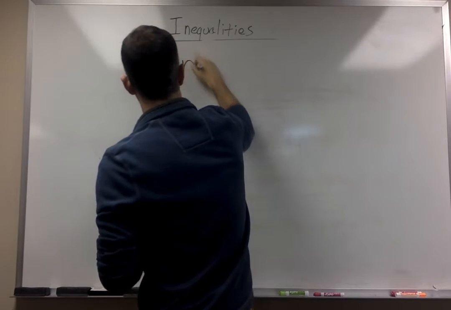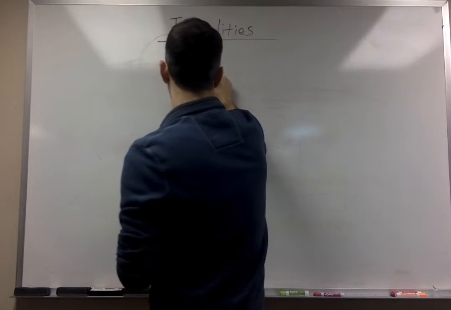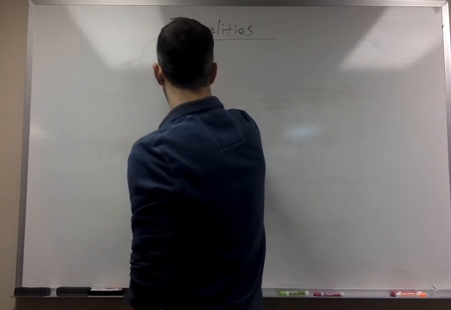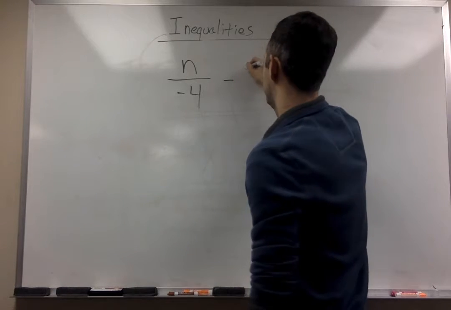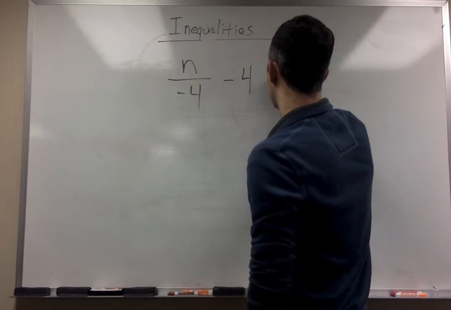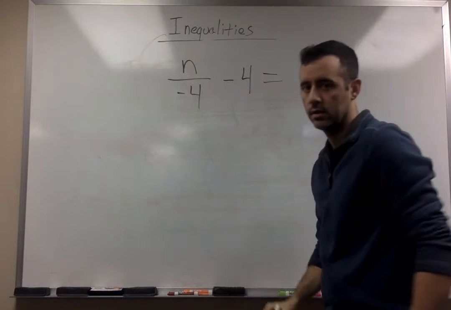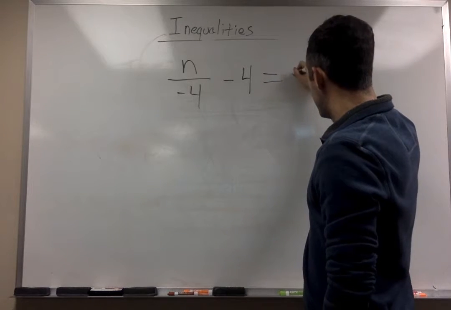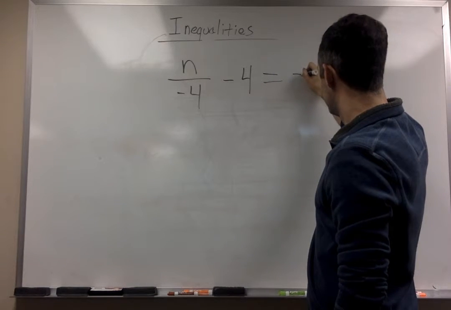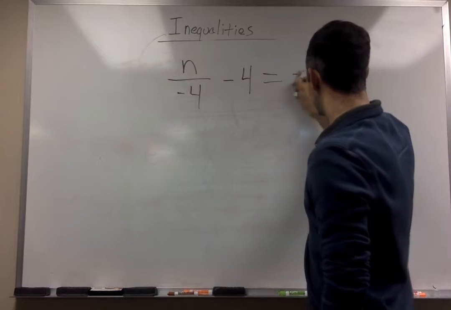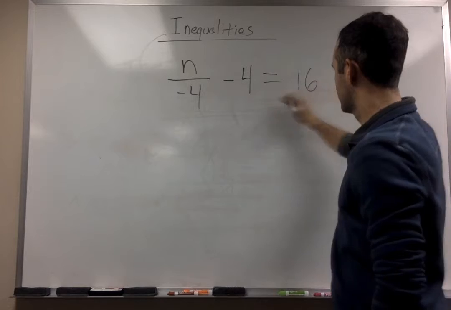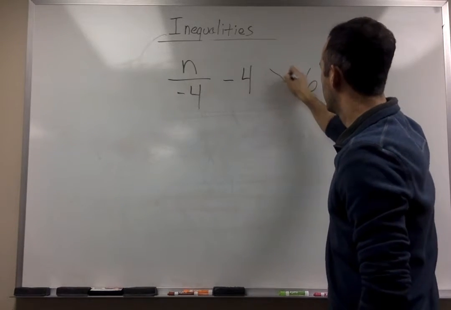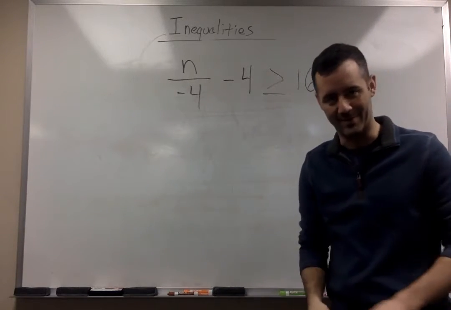We'll call it n over -4 minus 4 equals, let's just call it positive 16. We don't want equals. What am I talking about? Greater than or equal to. Sorry about that.